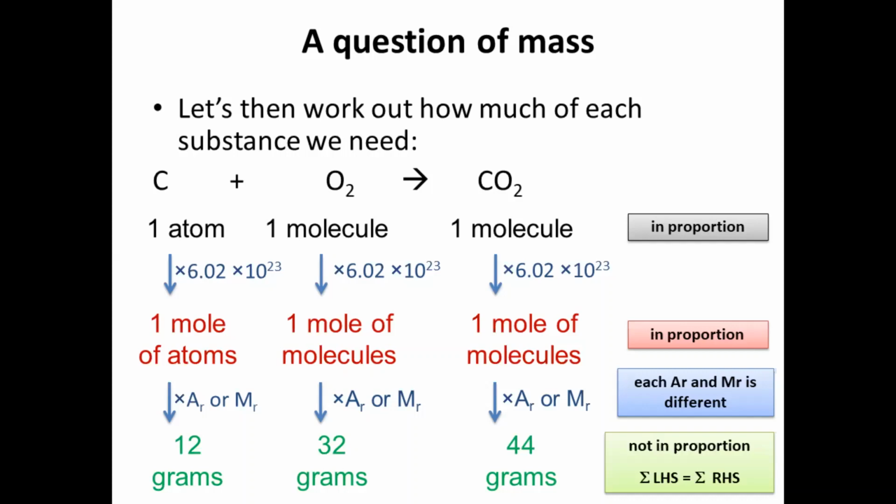Total of the left-hand side, so 12 plus 32 equals total of the right-hand side, which is 44. This is only true, the green bit, for masses. This is because of the law of conservation of mass that you learned in GCSEs. This doesn't apply to moles.